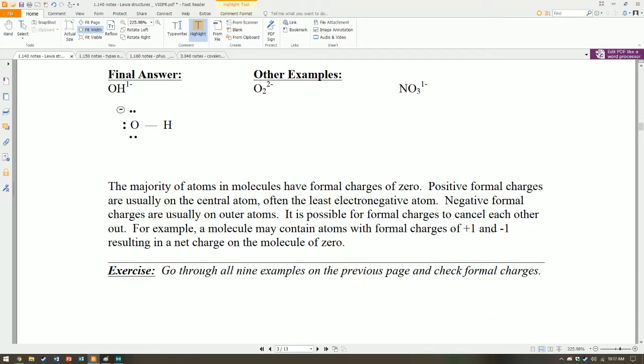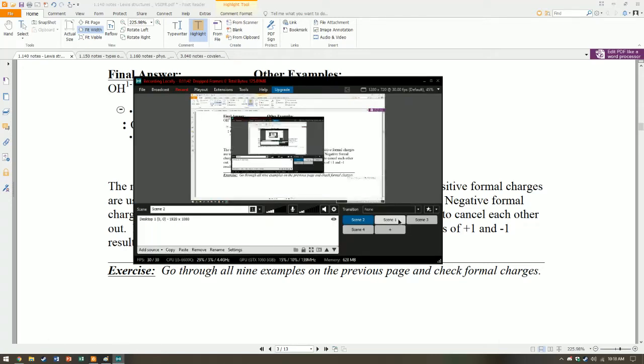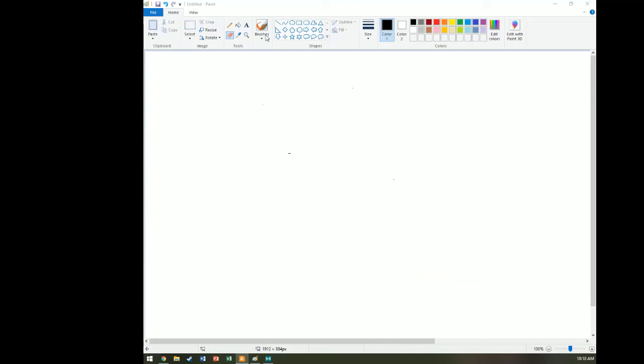So for NO3, I'm going to just do this. What I'm going to have to do is draw a Lewis structure for NO3. And I already know what this structure is, so don't worry about it too much.